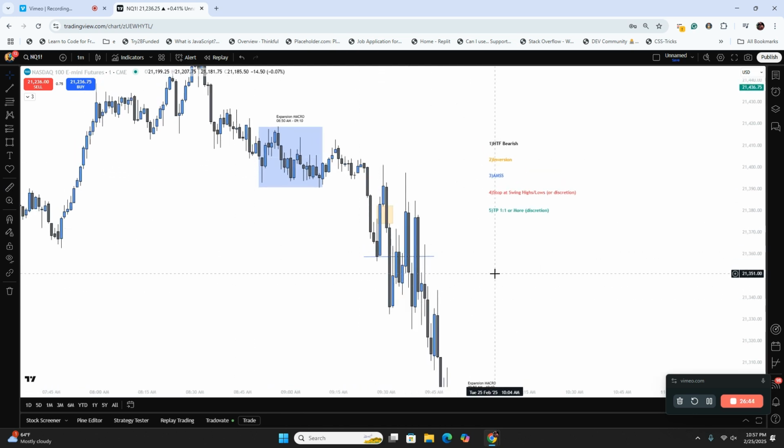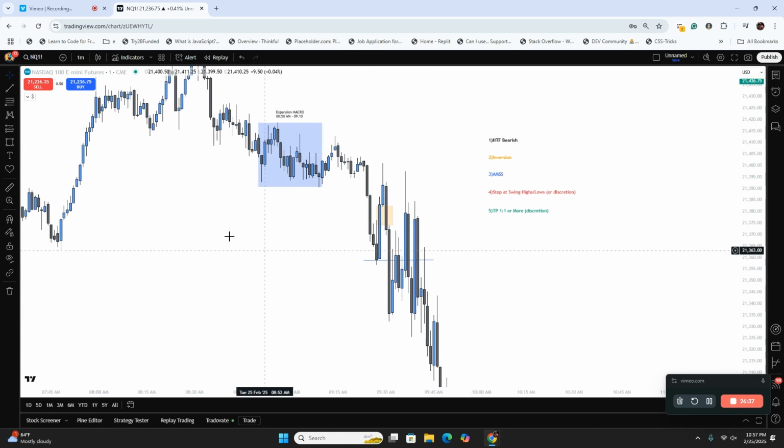Now, is there an alternative way to enter this with a tighter stop? Yes, but that's for when I get a mentorship. I'm not going to give all my secrets away.